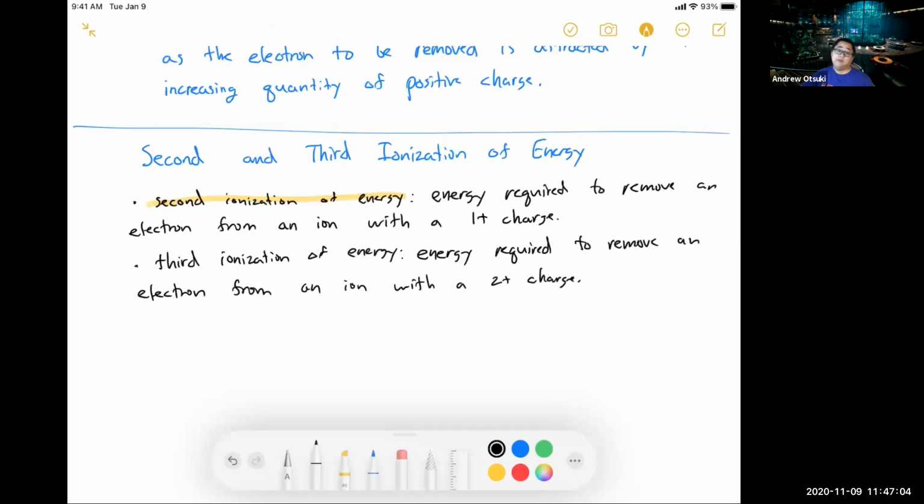All right, so it's even harder to remove an electron from this kind of ion because it has a 2+ charge.